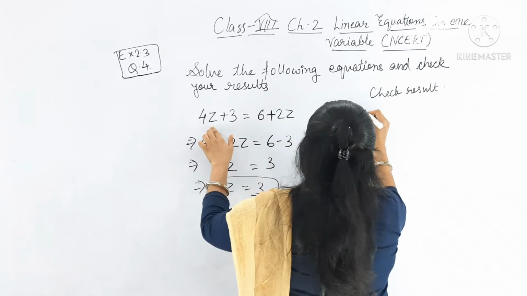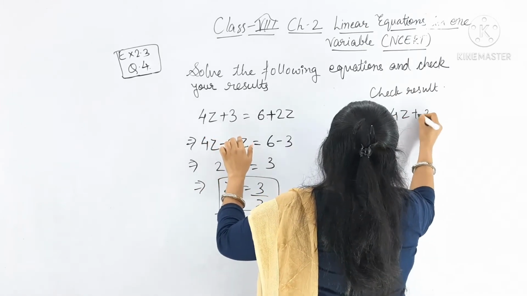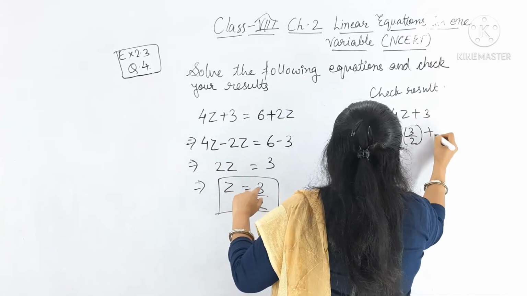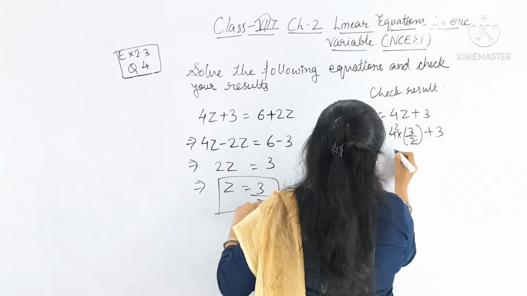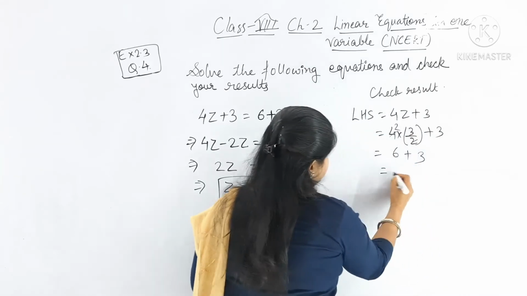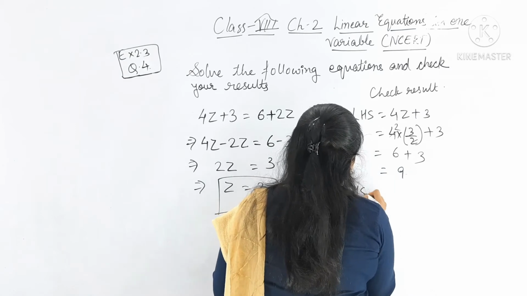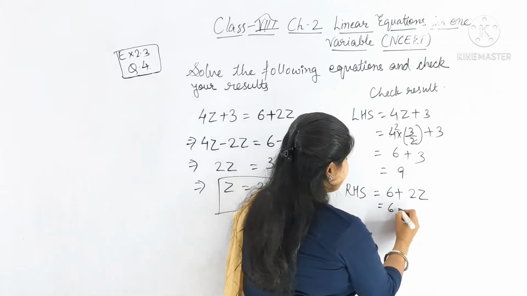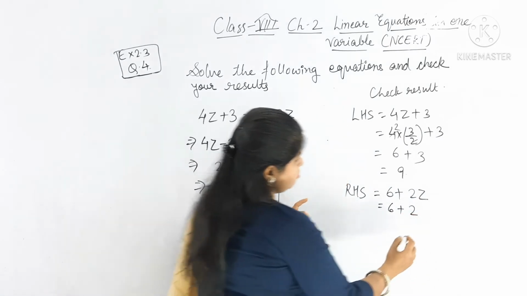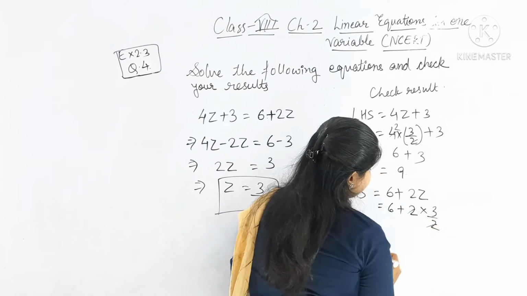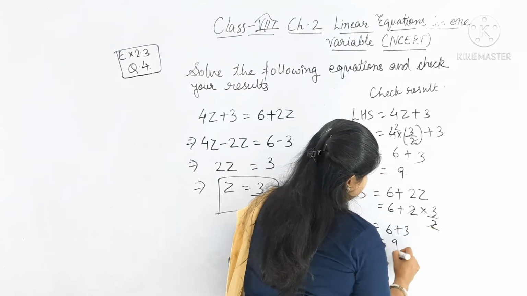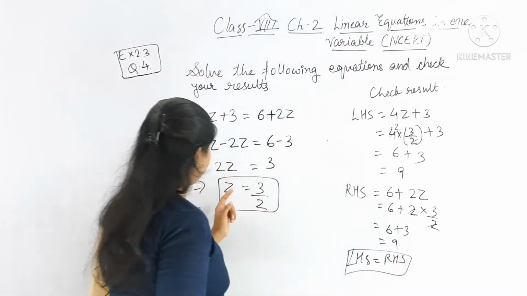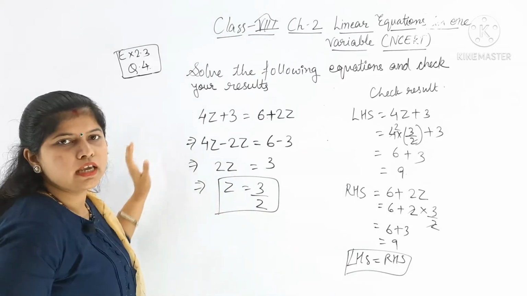So what is LHS? 4z plus 3, right? So 4 multiplied by z, which is 3 by 2, plus 3. So 2 ones are 2, 2 twos are 4, 3 twos are 6, plus 3, that is 9. I am getting 9. We have to solve RHS, that is 6 plus 2z, right? So what is the value of z I am getting? 3 by 2. So here you can write 3 by 2. 2 is cancelled. 6 plus 3, I am getting 9. That is LHS is equal to RHS. Means the value of z is correct for this equation.